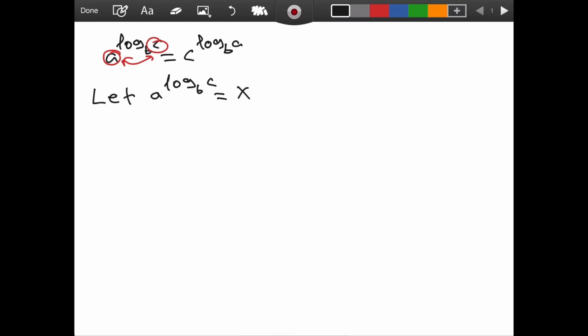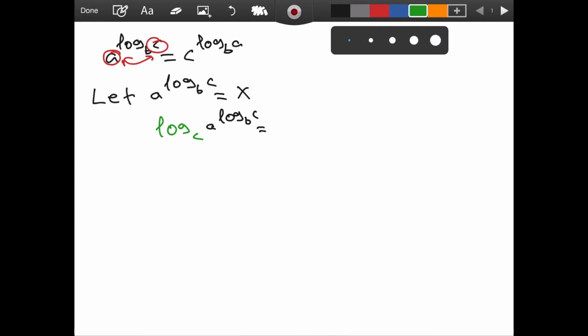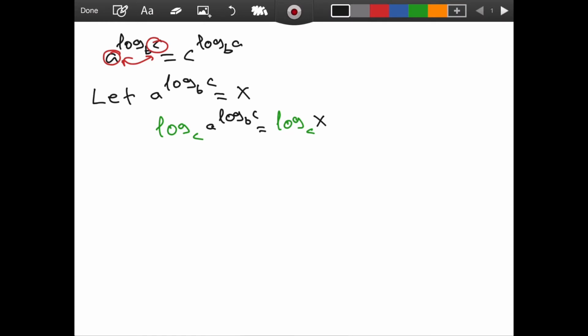And from this step, I want to take the logarithm base c of both sides. I take log c of both sides. Equals log base c of x. It is a property of logarithms that you can bring the exponent out of the logarithm. And when we do that, we have log base b of c times log base c of a is equal to log base c of x.